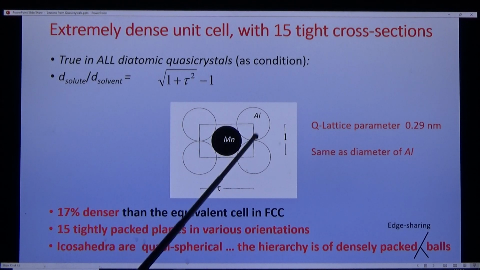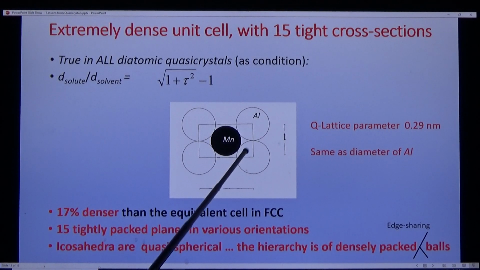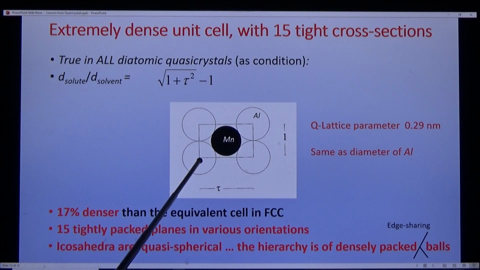But notice one further feature about this cross-section. The icosahedron has 30 edges and 15 cross-sections identical to this at various orientations. The icosahedra are quasi-spherical. The hierarchy is of densely packed balls, which are uniquely aligned by edge sharing.